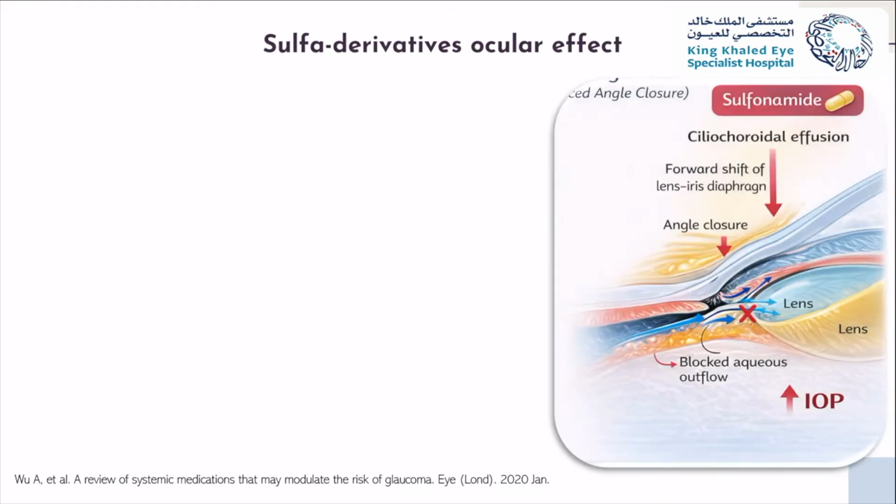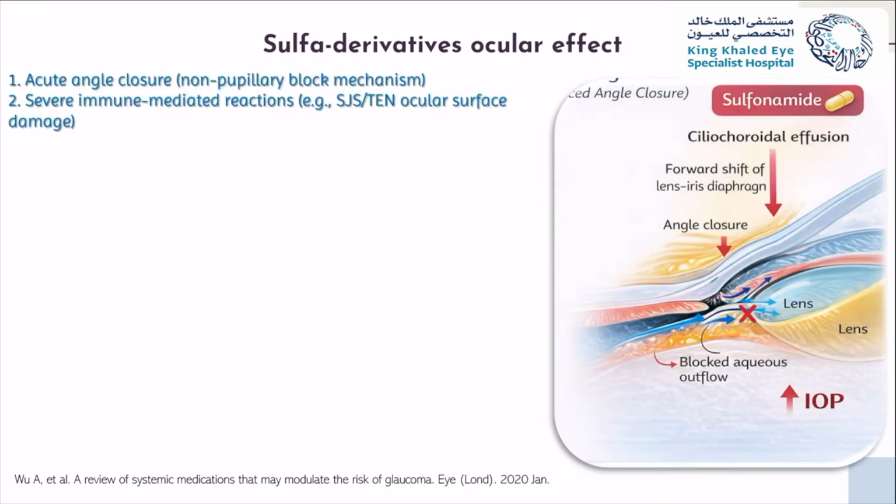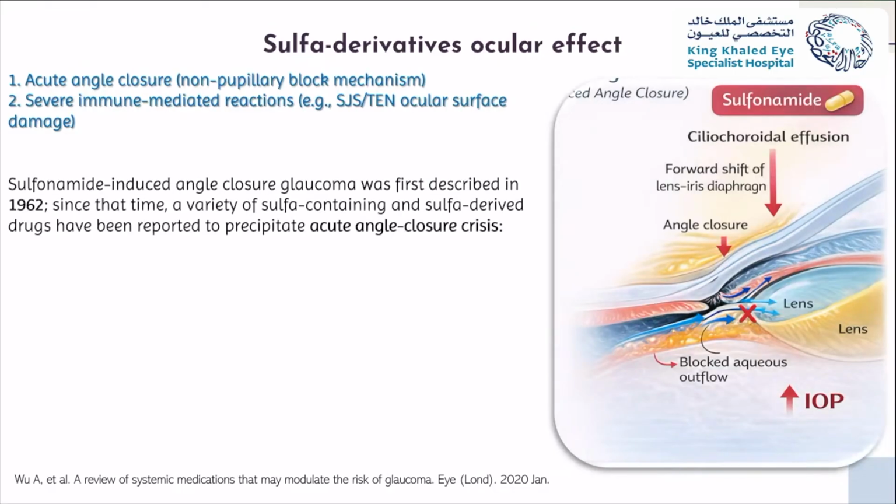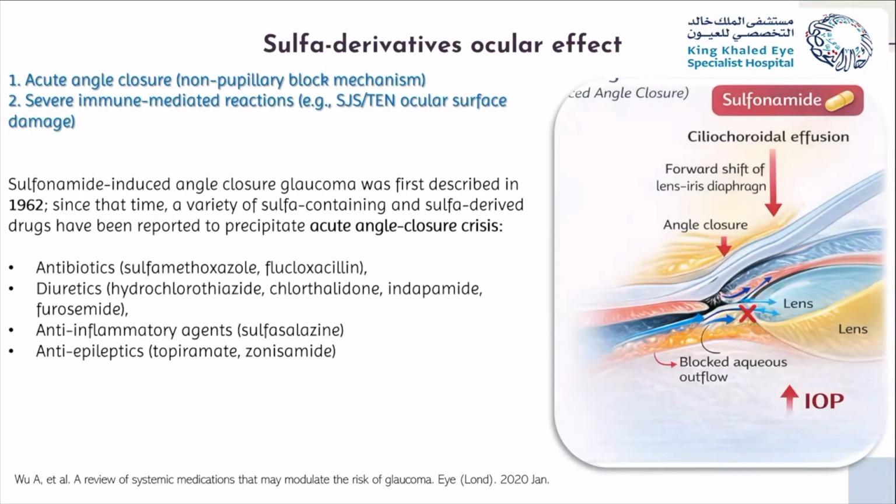The next class is the sulfa derivatives. Sulfa derivatives have two effects on the eye: acute angle closure glaucoma and severe immune-mediated reactions such as Stevens-Johnson syndrome and ocular surface damage. Sulfonamides were first described in 1962, and they contain a huge number of medications. This is a list of medications used for different indications.